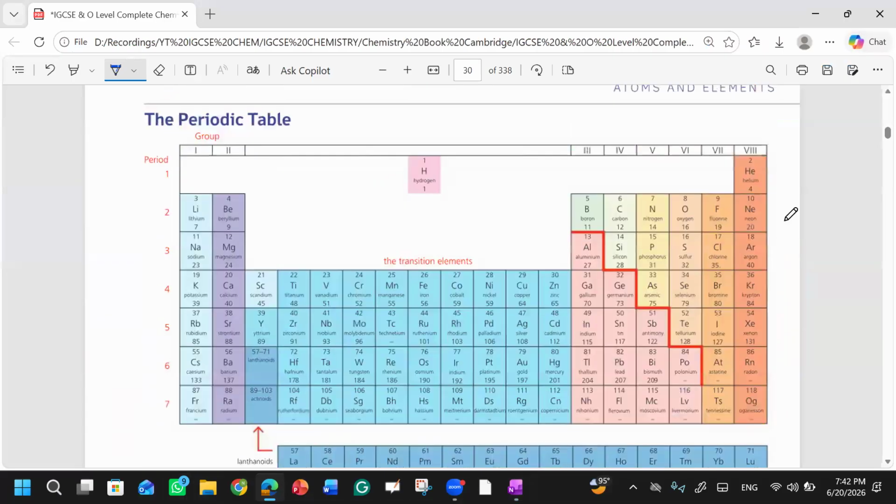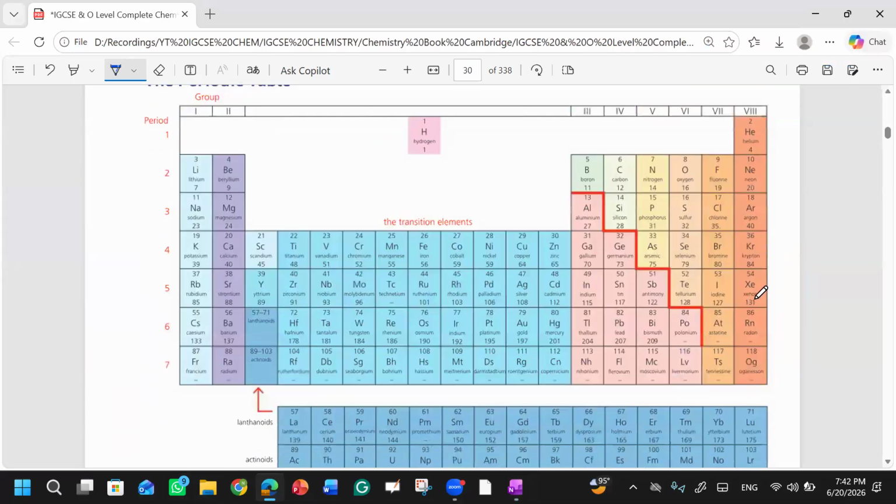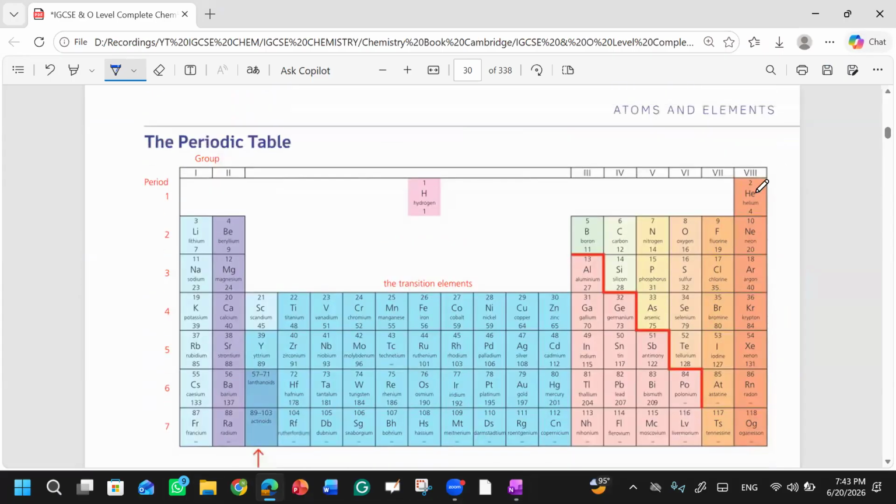Except helium, neon, argon. They can be present in individual form because their octet is complete. They are in group number 8. They have 8 electrons in their valence shell. All other elements tend to make bond. Are you clear?